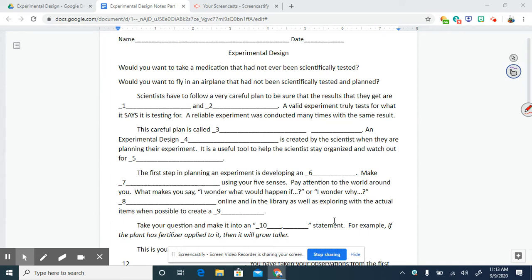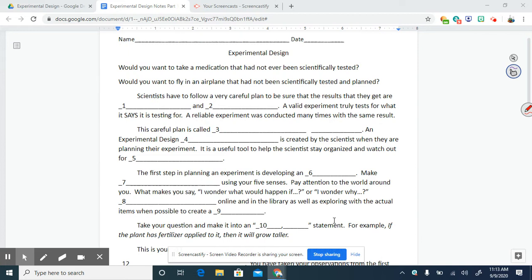So the first thing I want to talk to you about is, would you want to take a medication that had not ever been scientifically tested? Of course you wouldn't. You need to know that any medication that you take, be it one that you get from the doctor as a prescription or one that you buy over the counter, before it ever makes it into a bottle and onto a shelf, it has been tested hundreds of thousands, if not millions of times. And it gets tested first on small animals like mice and rats, and then larger animals like rabbits and maybe cats, dogs, monkeys. And then once it gets through all of that without anybody dying or growing a third eyeball, it then moves on to human trials.